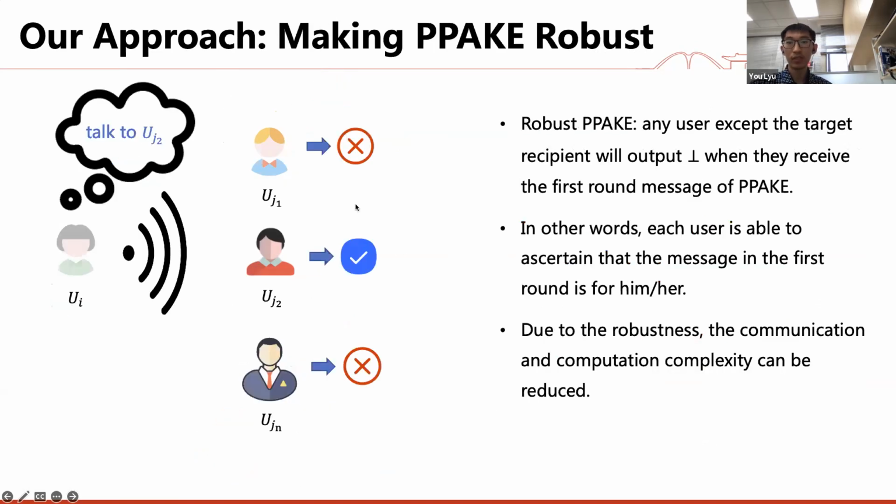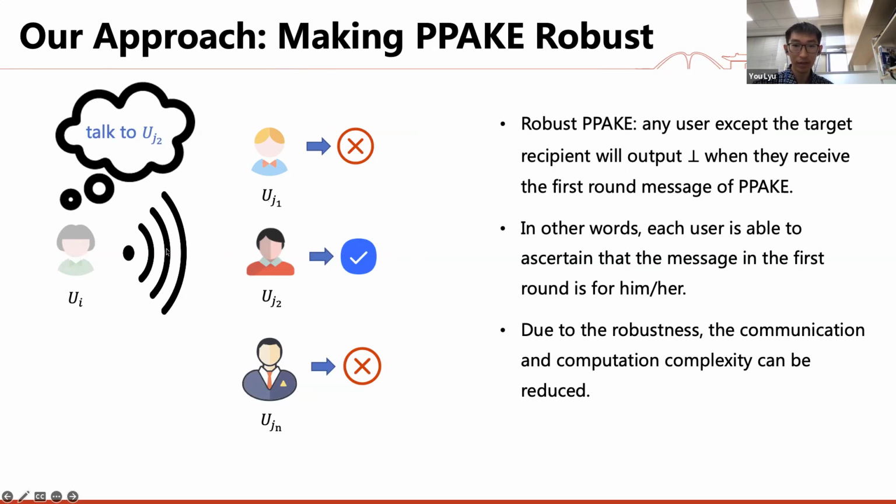So we need to design a new PPAKE protocol for the user-to-user setting. Our approach is to make PPAKE robust. We say a PPAKE protocol is robust if each user is able to ascertain that the message in the first round is for him or her. Any user except the target recipient will output failure when they receive the first round message of PPAKE.